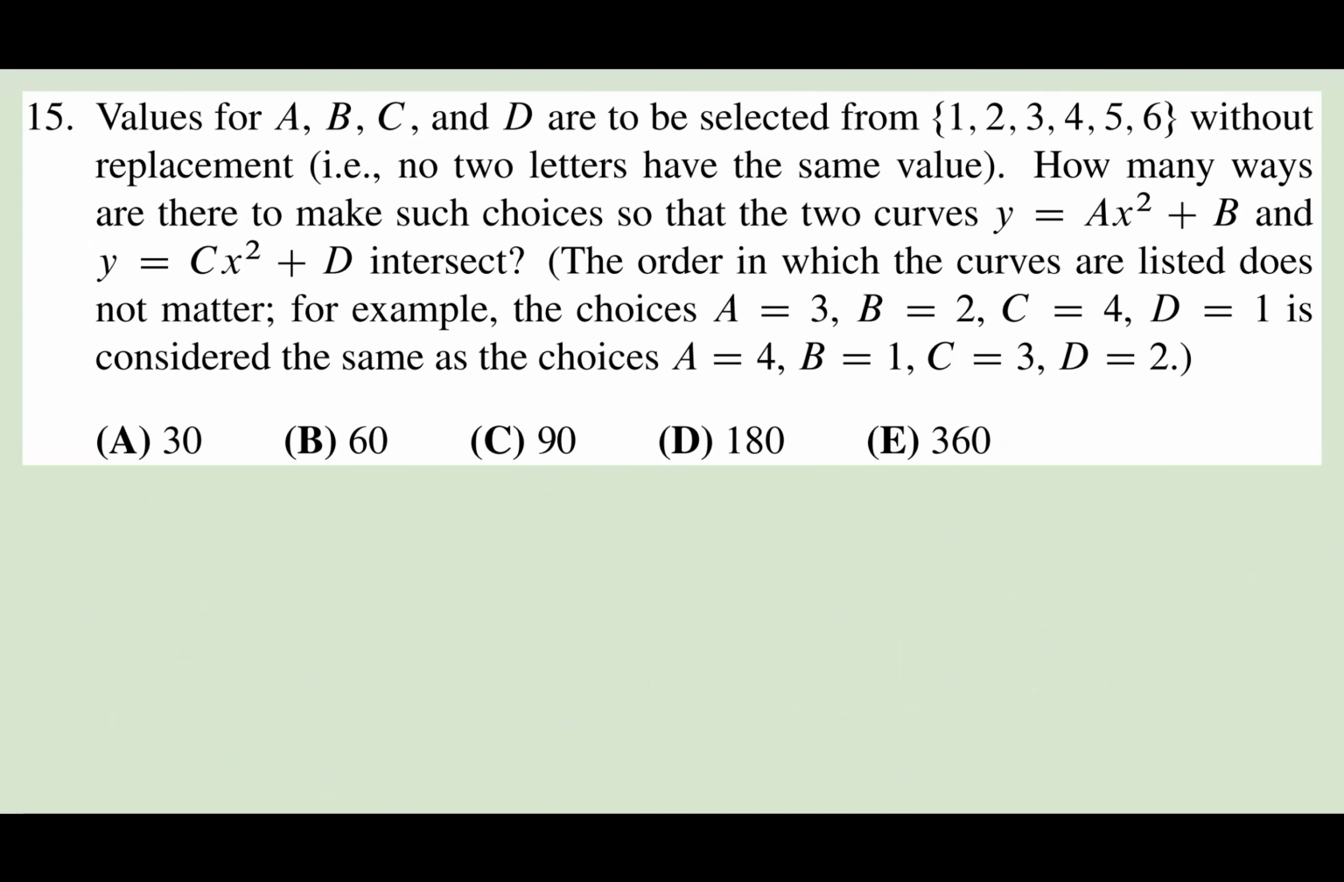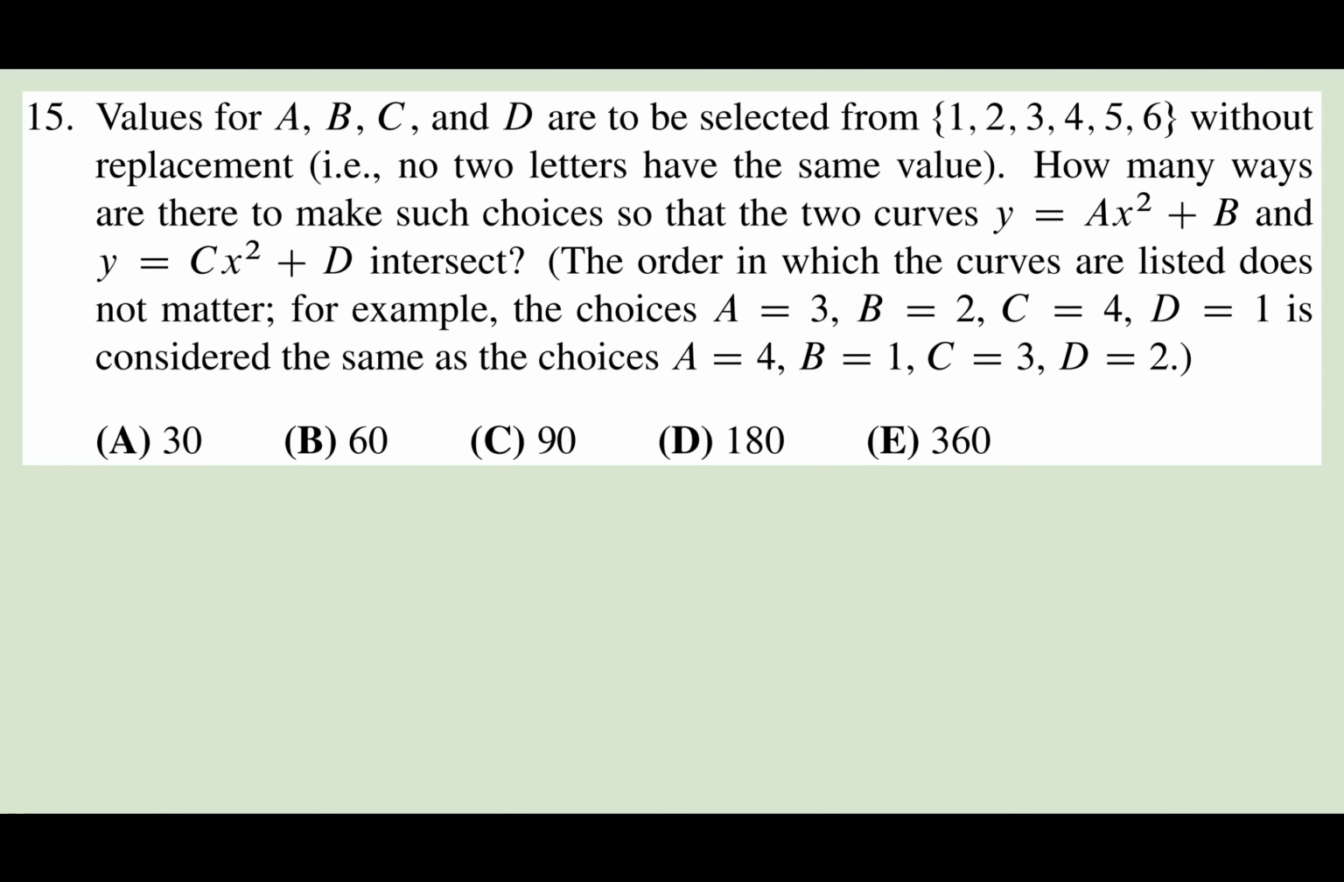So the question says values for A, B, C, and D are to be selected from 1, 2, 3, 4, 5, 6 without replacement, i.e. no two letters have the same value. How many ways are there to make such choices so that the two curves y equals ax squared plus b and y equals cx squared plus d intersect? The order in which the curves are listed does not matter. For example, the choices a equals 3, b equals 2, c equals 4, d equals 1 is considered the same as the choices a equals 4, b equals 1, c equals 3, d equals 2.